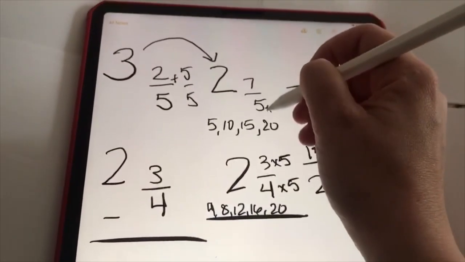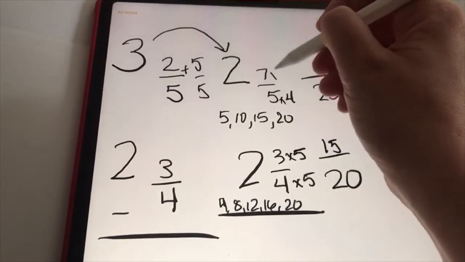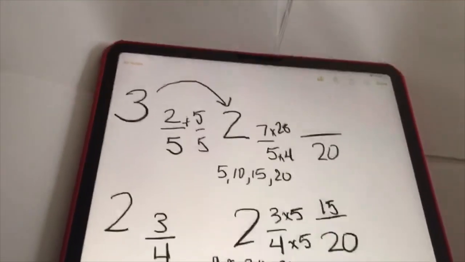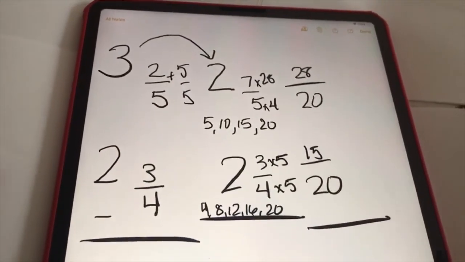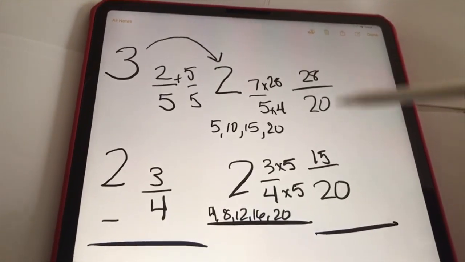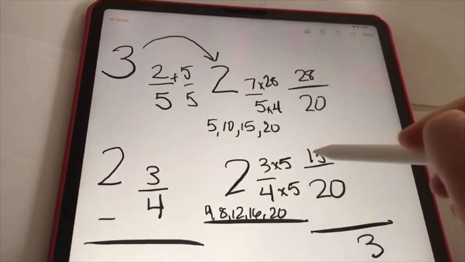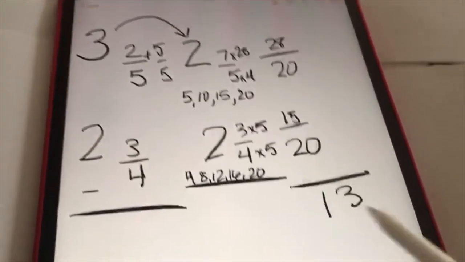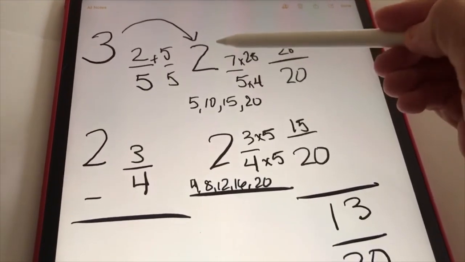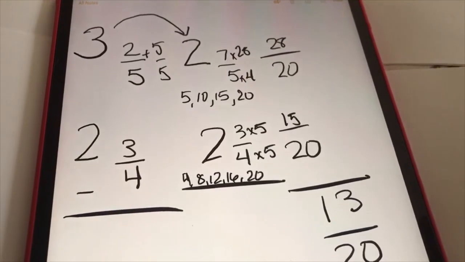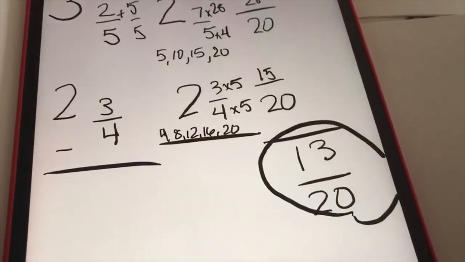And then 5 times 4 gives me 20. What I do to the bottom, I have to do to the top. So I have 28/20 here. Okay, so subtracting 15 from 28, I get 13. 2 minus 1 is 1. So that leaves me with 13/20. If I go to my whole numbers here, I see that 2 minus 2 is 0. So my final answer is 13/20.